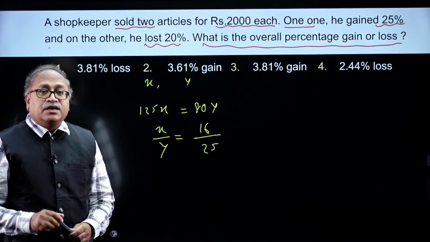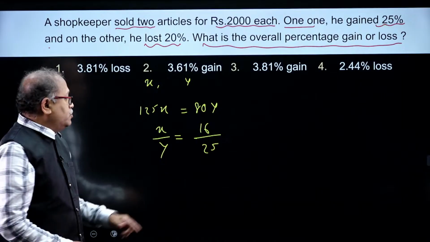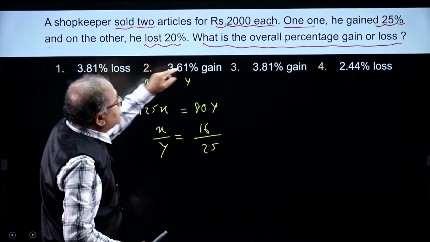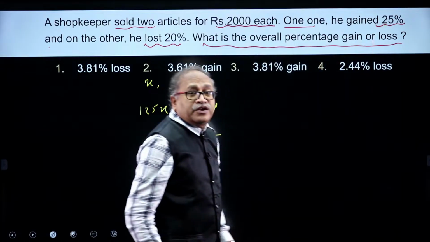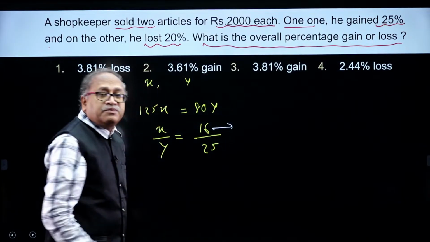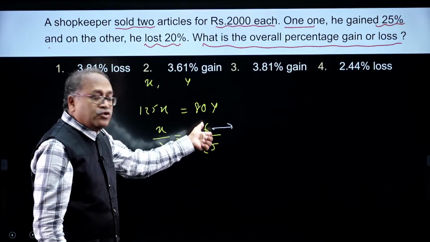Done. In this particular question, what I will do is, this is the cost price 1, this is cost price 2. Now, here in the cost price 1, 25% profit. So, look at this particular question, 25% means 1 by 4, that is 4 rupees profit.